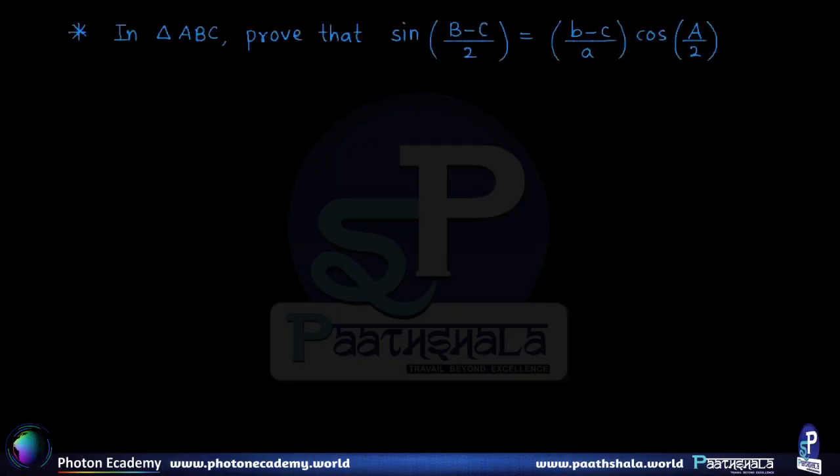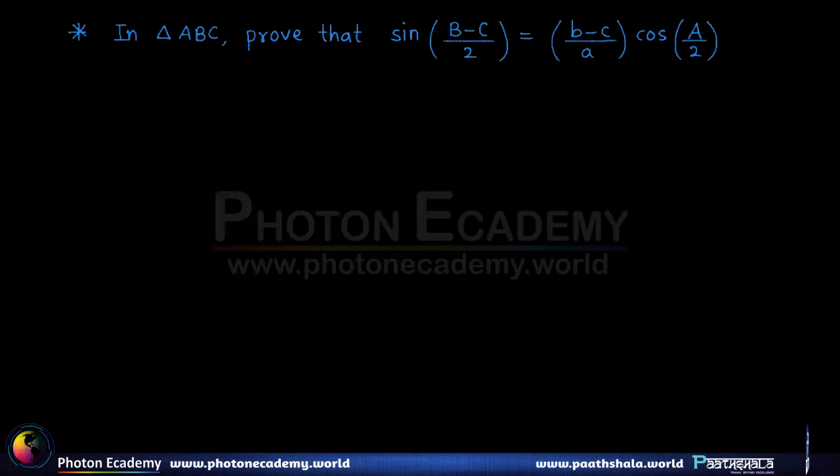Let's see the next question. In triangle ABC, prove that sine of (B minus C) upon 2 is equal to (b minus c) upon a into cos of A by 2. Now here in this question, if we look at the left side, it has all the angles, but on the right side we have the side terms as well as the angle terms. So therefore we decide to start off with the right hand side and simplify it to the left side.